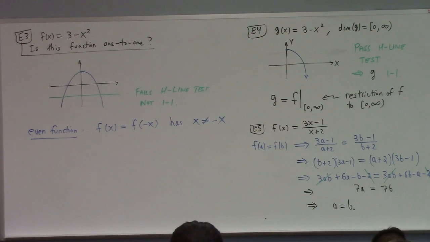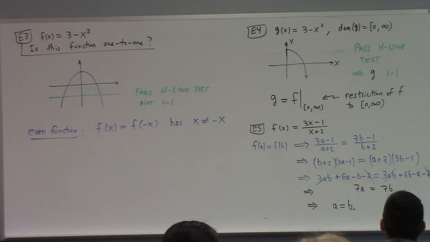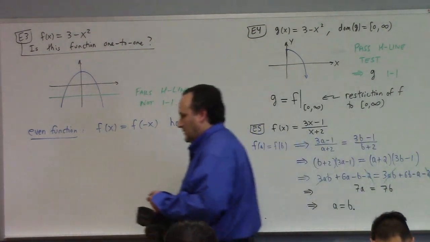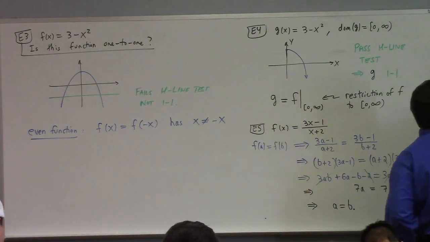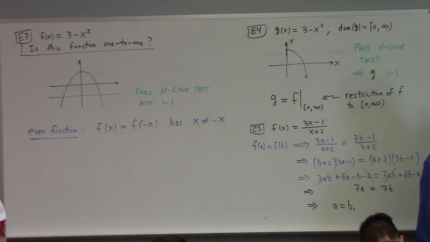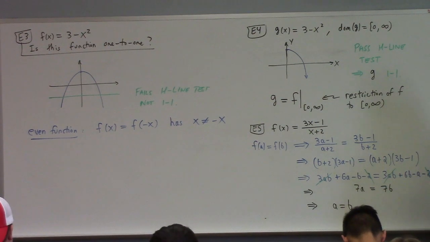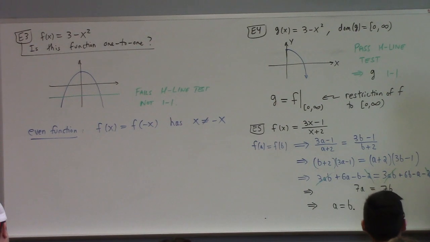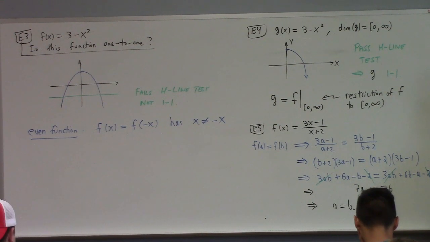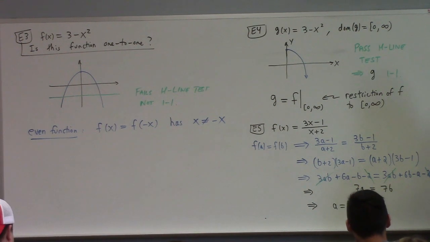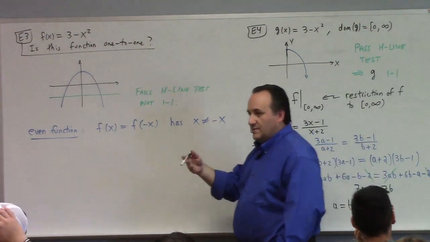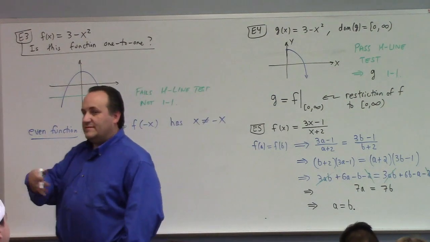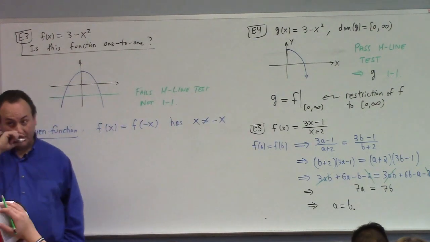Let's work another one of these. What if we had example 6? Suppose we're looking at f of x equal to 3x squared minus 8. Is this function 1-to-1? This one we could do the graphical thing. You know it's a parabola, it's not going to be 1-to-1. But let's work it out in the algebraic way, okay?